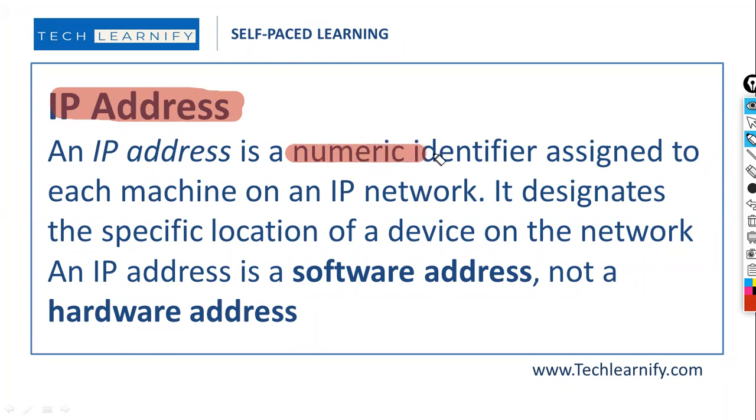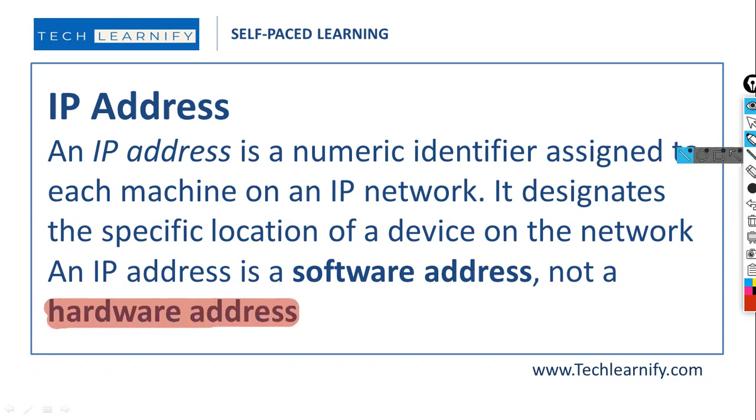An IP address is a numeric identifier assigned to each machine on an IP network. It designates the specific location of a device on the network, and an IP address is a software address, not a hardware address. So we discussed in yesterday's session the difference between software and hardware address. As I said yesterday, a hardware address is also known as MAC address, the acronym of media access control address, or even physical address.